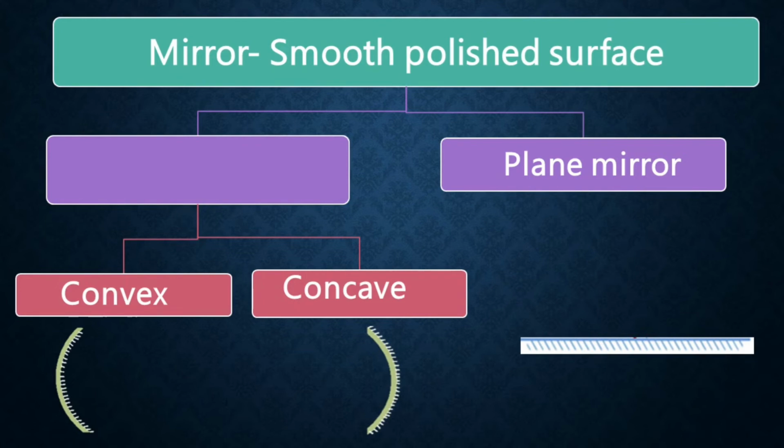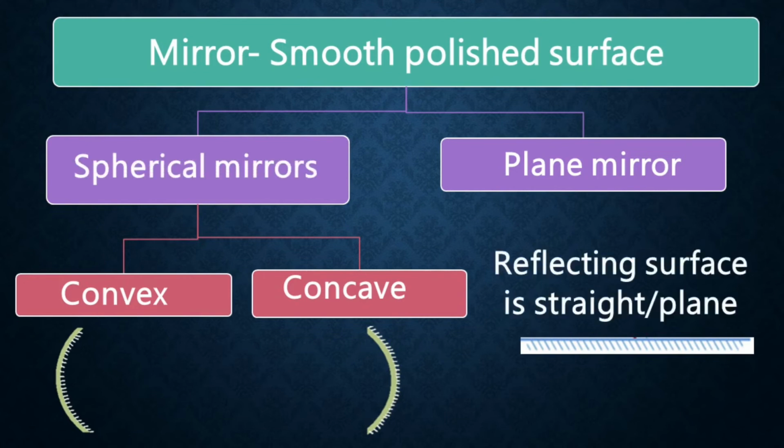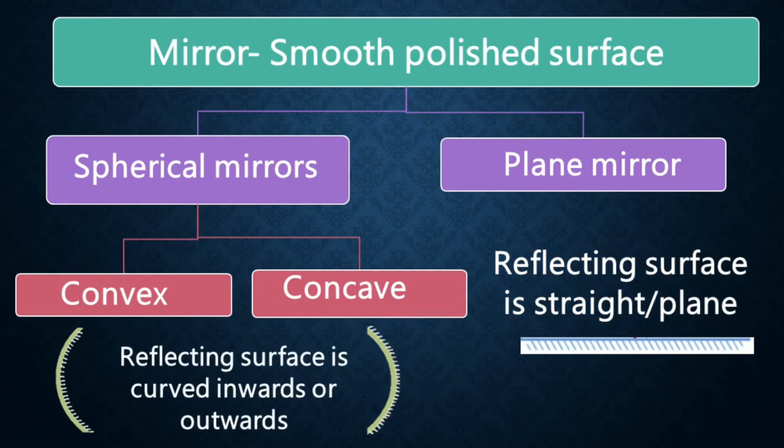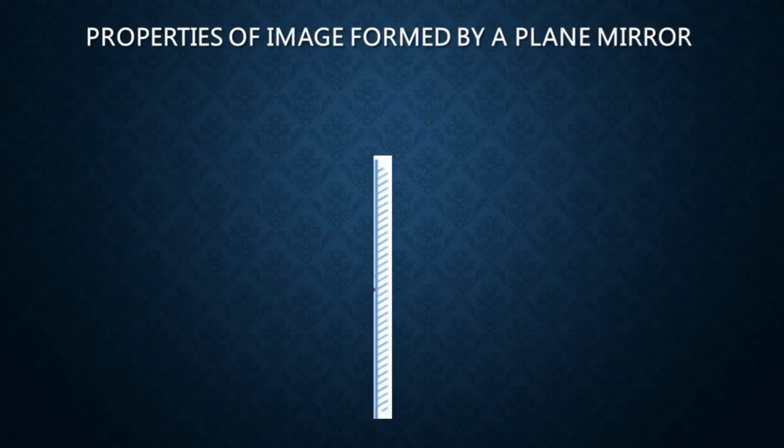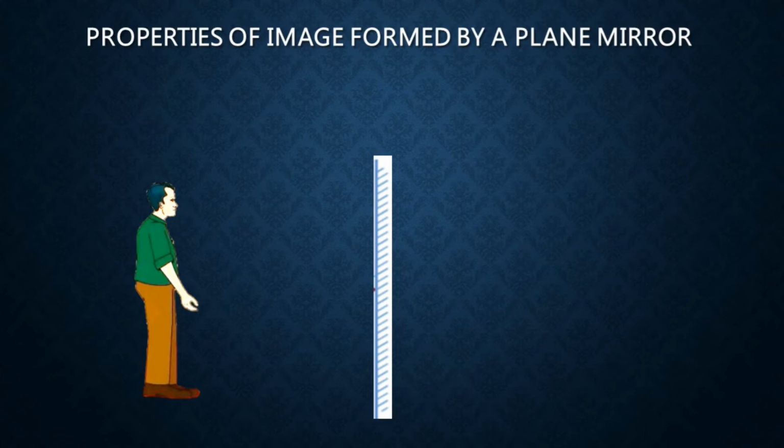The reflecting surface of these curved mirrors seems to be a part of a big hollow sphere of glass. Hence, concave and convex mirrors are also known as spherical mirrors. So, basically there are two types of mirrors, plane mirrors and spherical mirrors. It's interesting to note that the image formed by these three mirrors are different for the same object. First, let's understand the properties of image formed by a plane mirror.